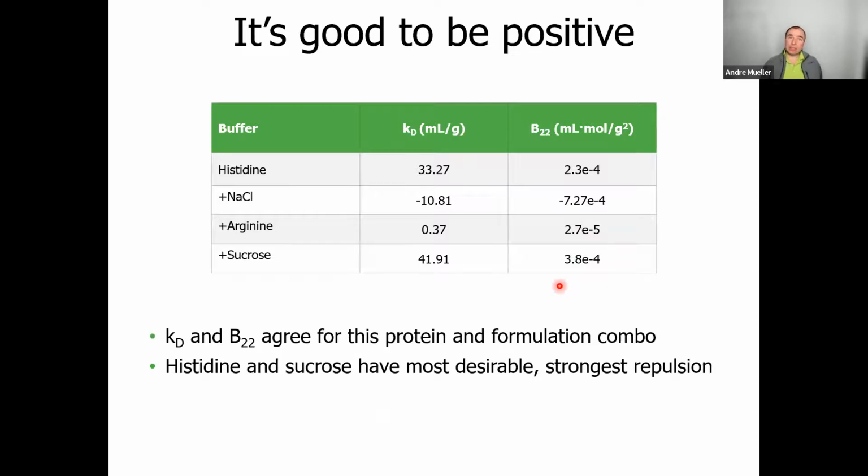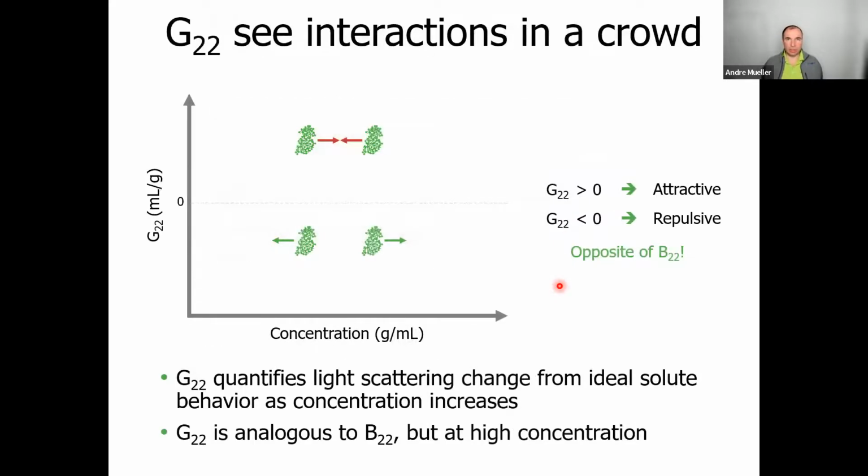I mentioned that the B22 value is determined in a concentration series between 1 and 10 milligrams per milliliter. The G22, the Kirkwood-Buff integral, is something that is applicable to higher protein concentrations, so 50 milligrams per milliliter up to 100 milligrams per milliliter and beyond. Here, we're also measuring the static light scattering readout and doing this in a concentration series.